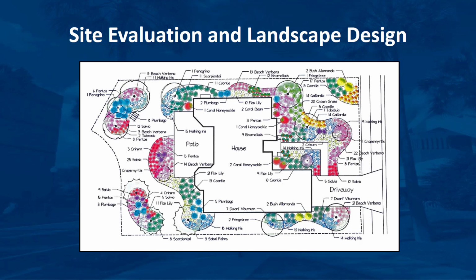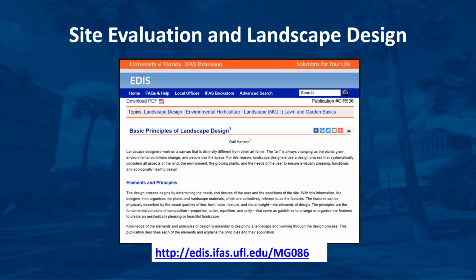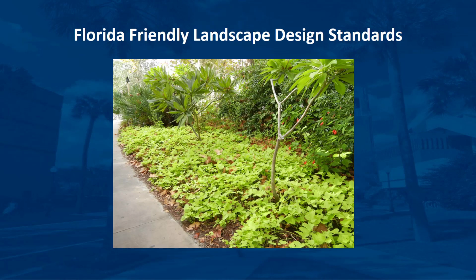The design professional should always provide the owner with a drawing identifying each plant or bed and the recommended irrigation requirements. For more information, see UF-IFAS Circular 536, Basic Principles of Landscape Design, at the address shown here. In 2004, the Florida legislature created a statute directing the Department of Environmental Protection, the water management districts, and several stakeholder groups to devise standards for landscape irrigation and Florida-friendly landscape design. Local governments must use these standards when adopting local ordinances after that date.